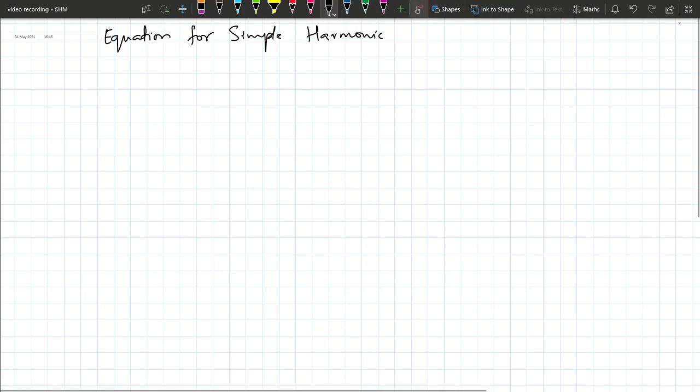So, equation for SHM, equation for simple harmonic motion, using Hooke's law.